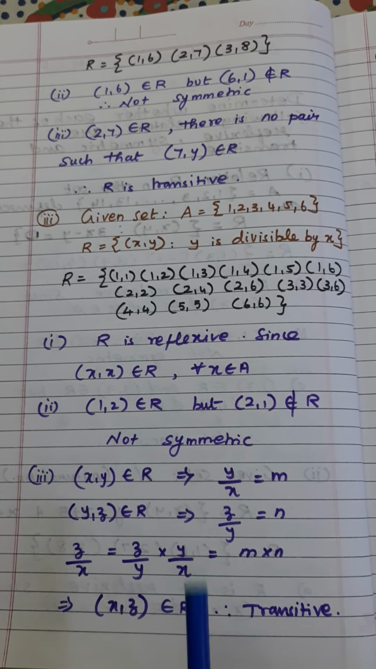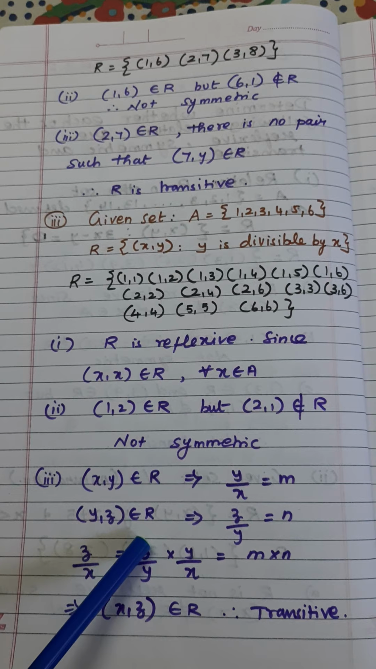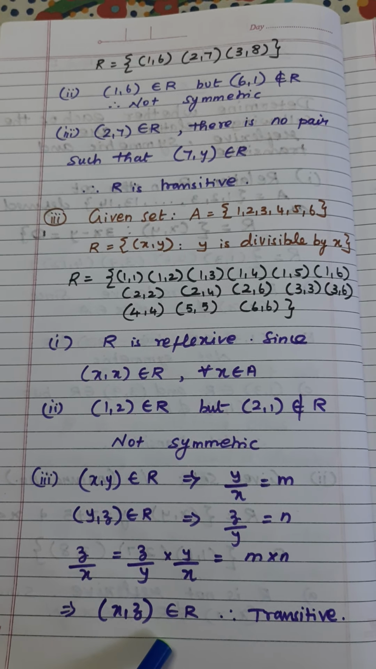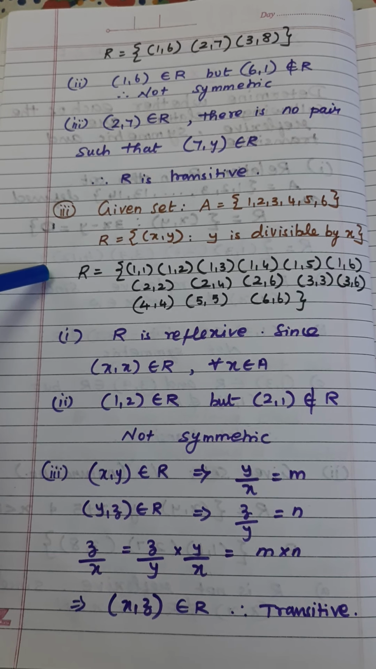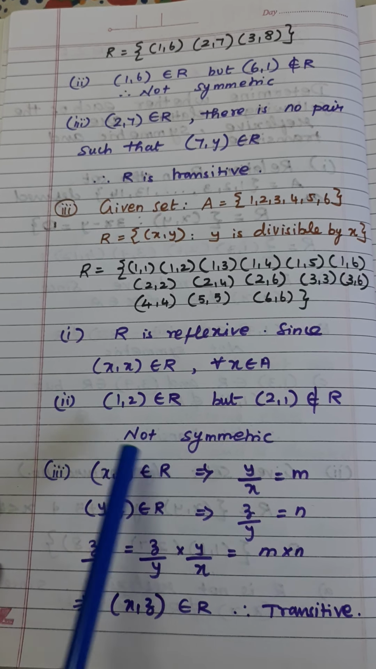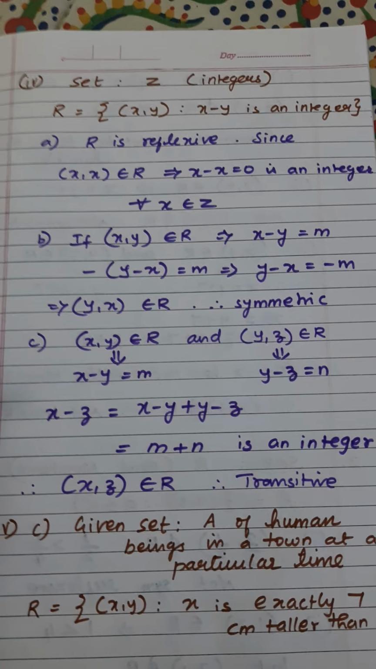Hence it is transitive. So (x, y) belongs to R and (y, z) belongs to R implies that (x, z) belongs to R. Hence it is transitive. So this relation is reflexive, not symmetric but transitive. Now we will see the fourth subdivision.